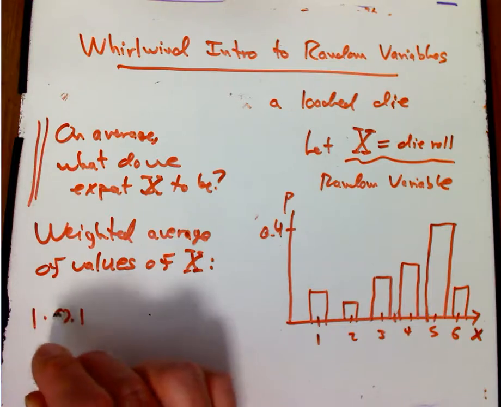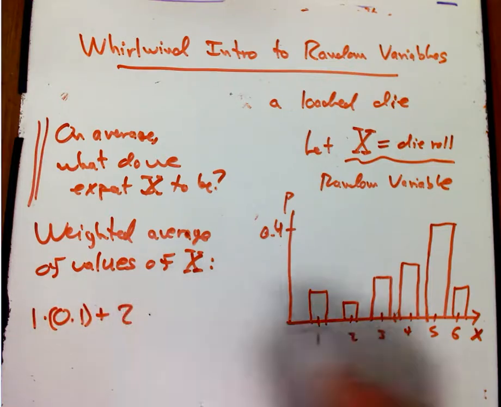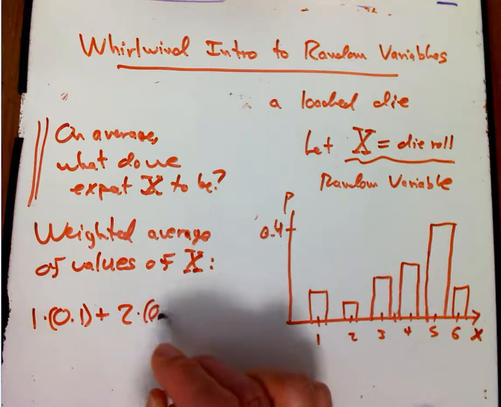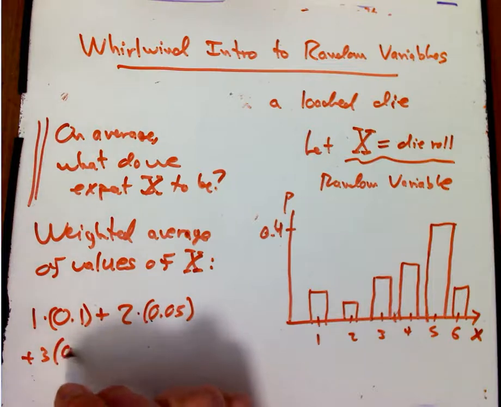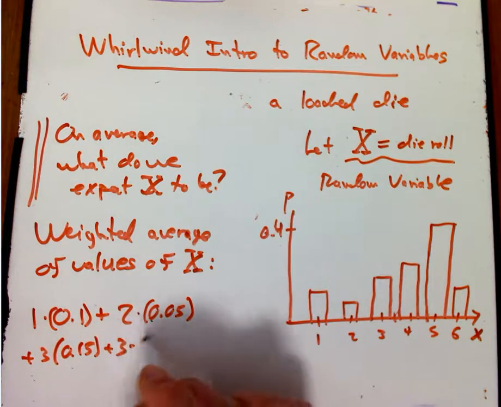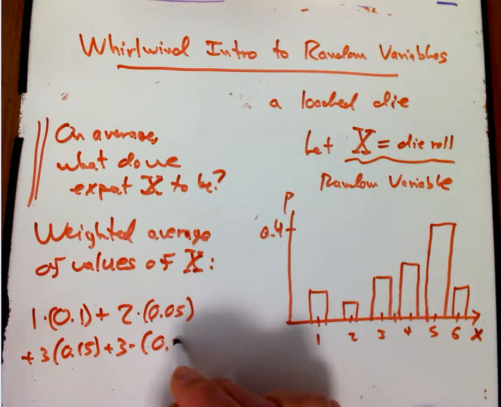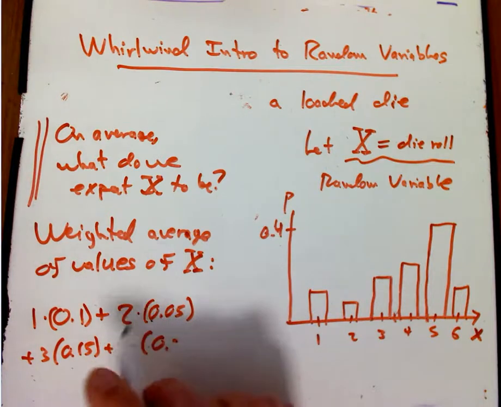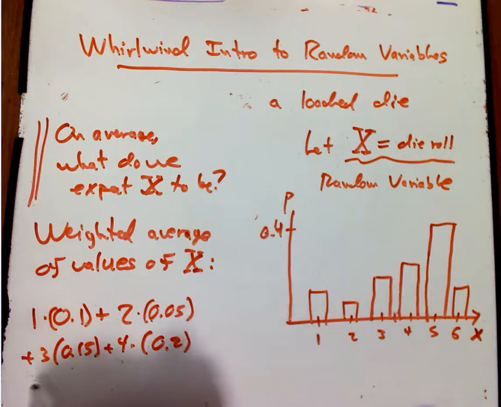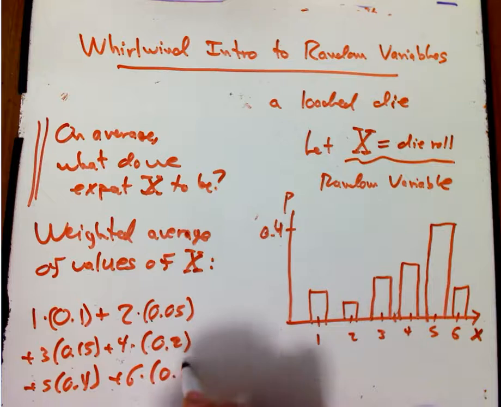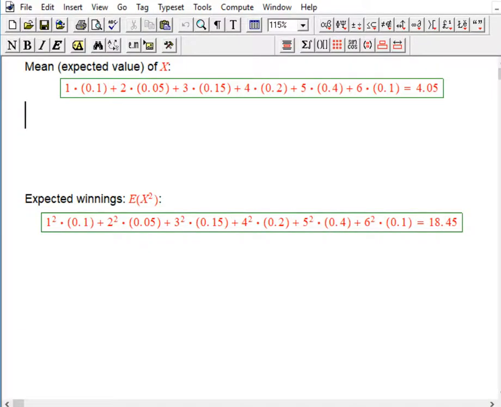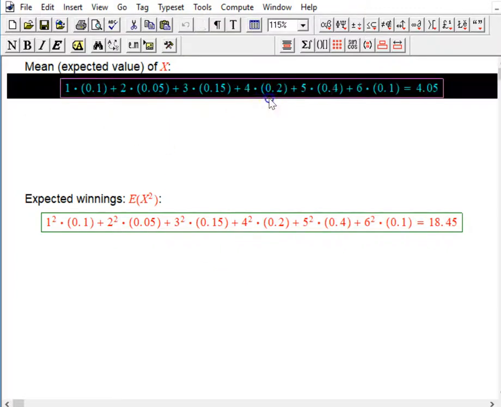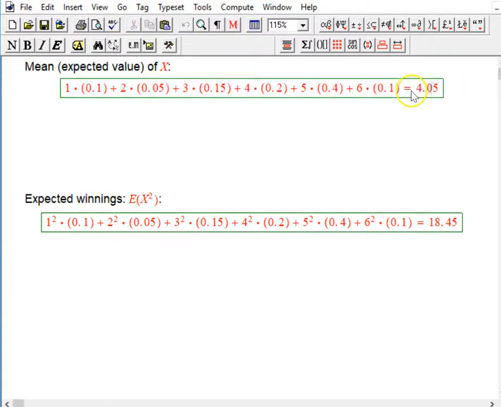So it's going to be 1 times the weighting 0.1, plus the possible value 2 times the weighting 0.05, plus 3 times that weighting, 0.15, plus 4 times 0.2, plus 5 times the big one, 0.4, plus 6 times, back to somewhat small, 0.1. And on my other window here, I have that calculated out, and it turns out to be 4.05.